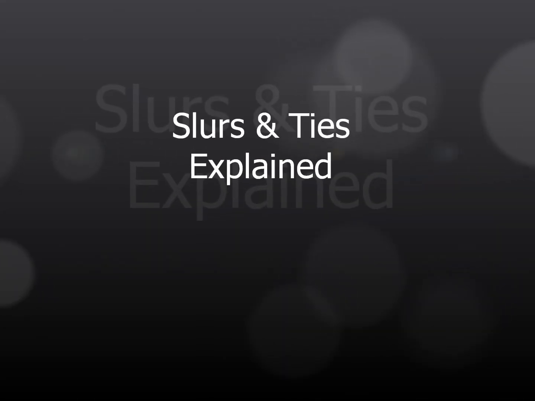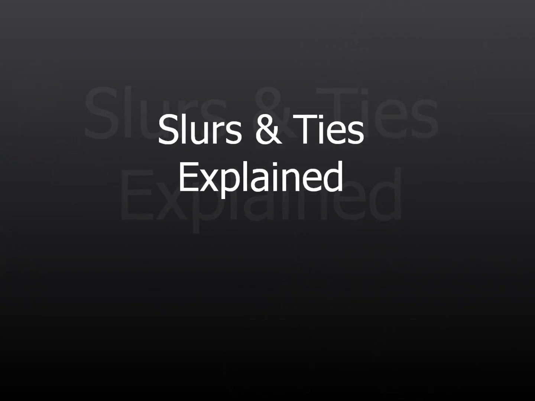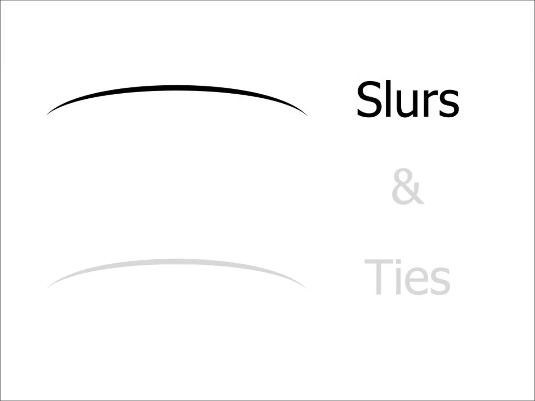This is a short video to help you understand and identify slurs and ties. Now, they look the same, and for this very reason, so many music students get these two symbols muddled up, despite them meaning two very different things. Let's start with the slur.